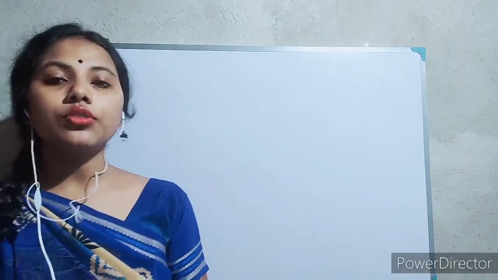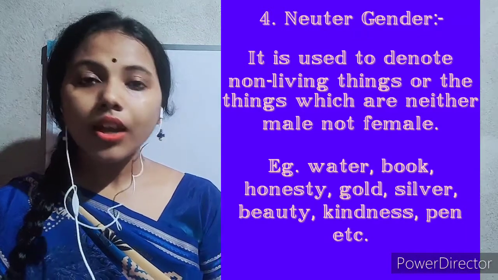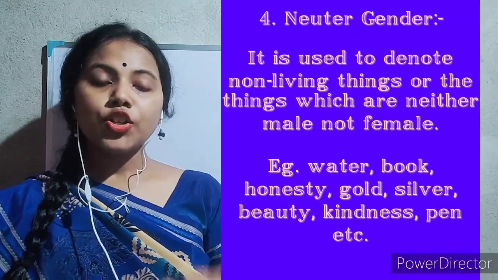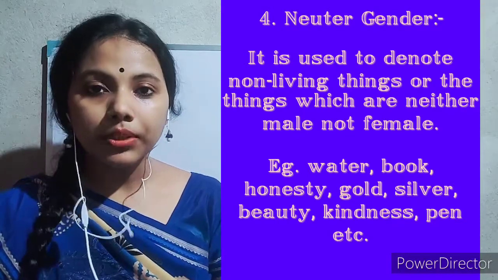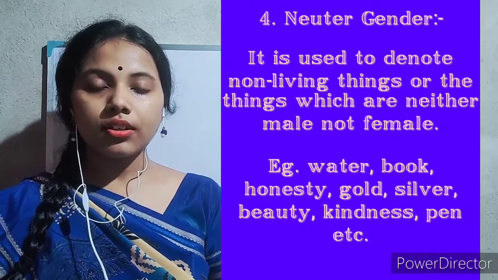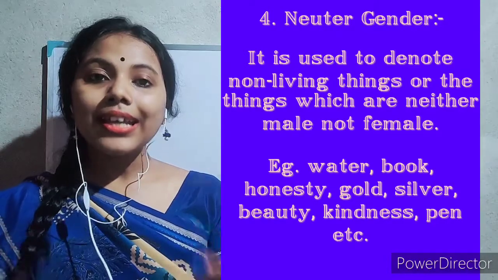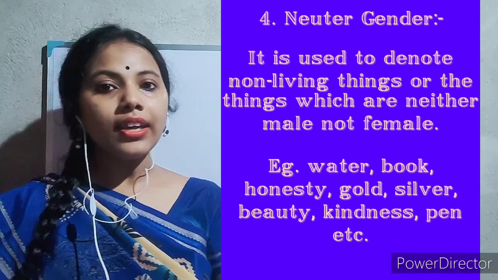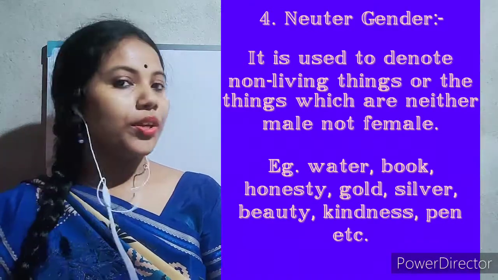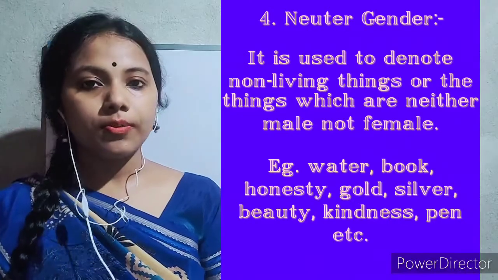And now we are going to talk about the last one, that is the neuter gender. Neuter gender is something which is used not for male, not for female. That means for the inanimate objects, I can say. Just like you see, if I say book, is it possible to identify the gender of book, means whether it is male or female? No, it is not possible. So they actually come under neuter gender.